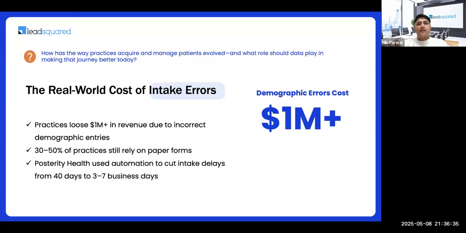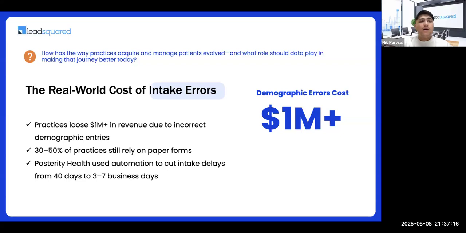I want to start by talking a little bit about the real world cost of intake errors, which is mainly around demographic errors. As we're seeing, it's costing more than $1 million today. Practices are losing revenue either because of wrong data entry, wrong data being captured, or not getting all the fragments of the demographic information. A lot of practices, which is shocking, are still dependent on paper forms and have not migrated over to digital forms.